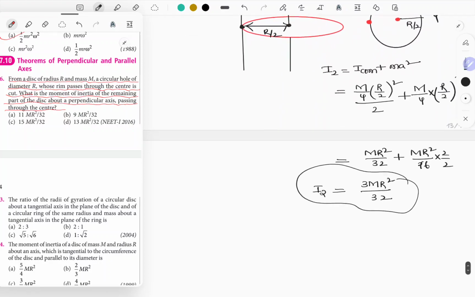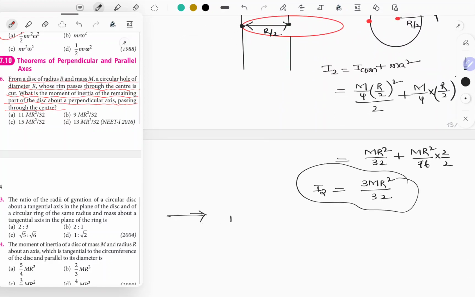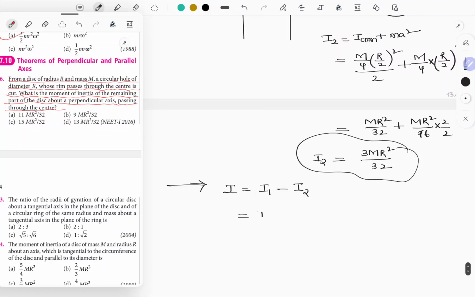Now I need the total moment of inertia. How to find it? Total moment of inertia I is equal to the moment of inertia of the original body minus the moment of inertia of the removed portion, which is I1 is m r square by 2 minus I2 is 3 m r square by 32. Let me equate the denominator: multiply by 16, divide by 16. So we get 16 m r square by 32 minus 3 m r square by 32. That means we get 13 m r square by 32.